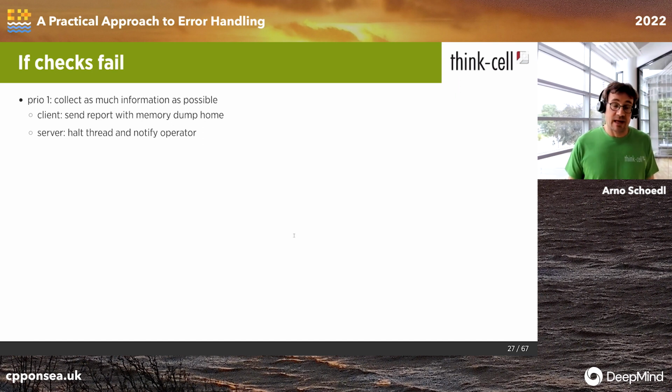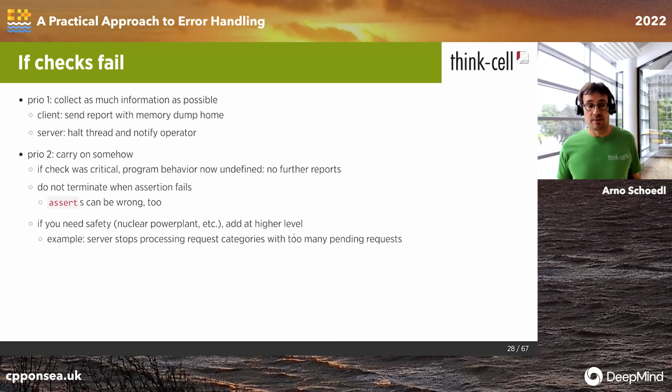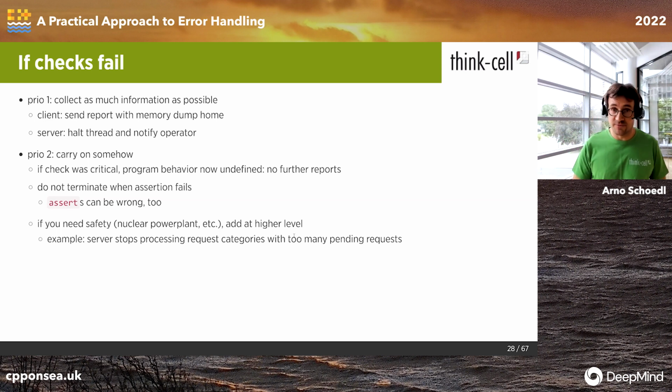Now, gathering information is priority number one. Only priority number two is to carry on somehow. Now, if you just failed a critical check, and the things that I discussed are essentially critical, you didn't program for them, you didn't write handlers. If such a critical check fails, the program behavior is now undefined. We don't really know how the program is going to react if something fails that we didn't program for. So even if the program will continue running somehow, we will not send any further reports, because any reports we send may just be a consequence of the first thing that actually failed. So from now on, we are silent.